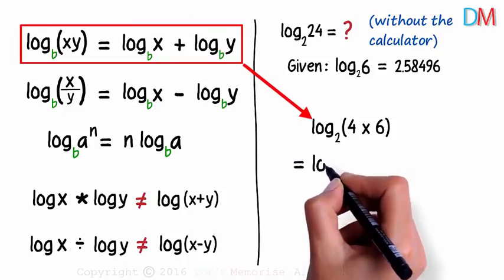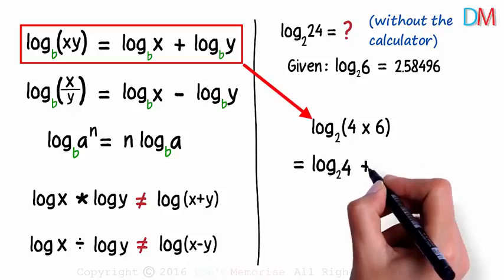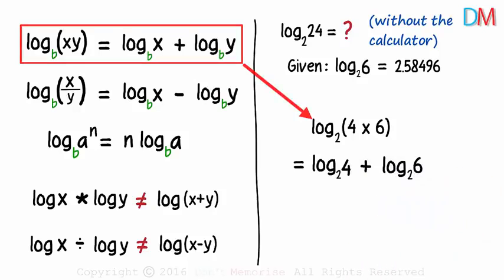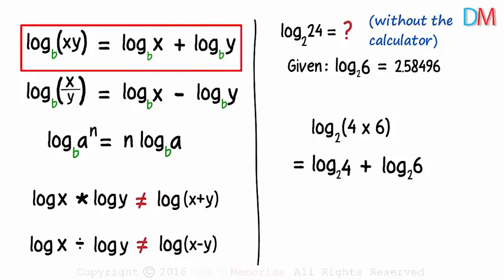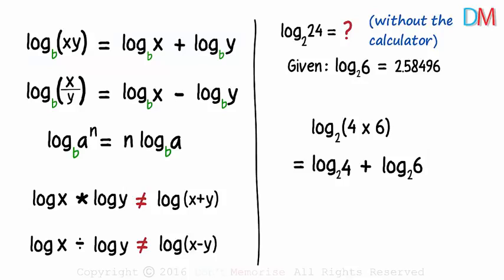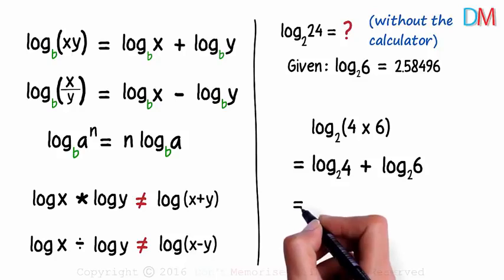We can write it as log of 4 to the base 2 plus log of 6 to the base 2. Log of xy is log of x plus log of y. It's the same concept we applied here. We have been given the value of this term, but what about this one? Do we need the calculator for this? This just asks us 2 raised to what will give us 4? And the answer is 2.